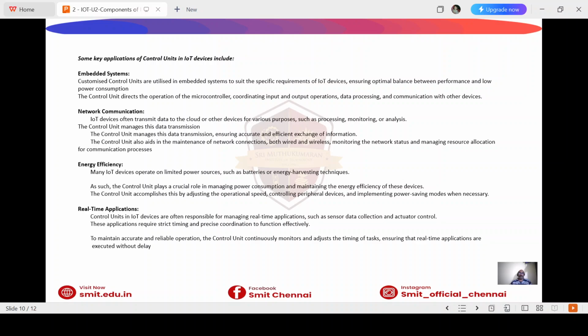And some key applications of control units in IoT devices. Embedded systems have very vast applications of control units, and network communications also. It uses control unit devices for transmitting data with more accuracy and efficiency. It can be both wired or wireless in the network. And energy efficiency also. Yes, the most vital thing is that this should be operated on a limited power source only, so the control unit has a crucial role in managing the power consumption of the devices. And we also have real-time applications as part of these control units.